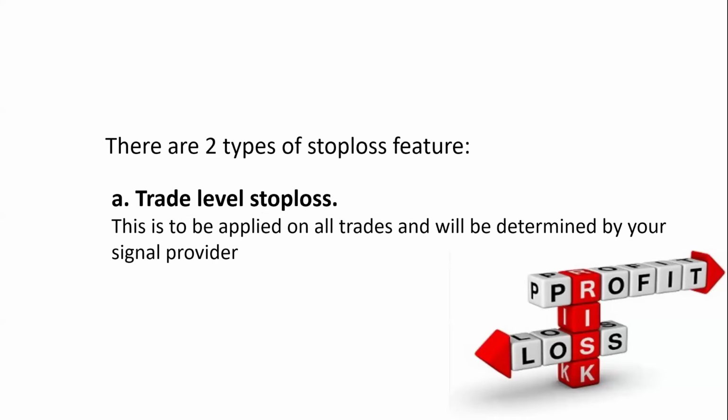Now, there are two types of stop loss feature which we have. There is a trade level stop loss. The trade level stop loss is the one that your signal provider will apply on the trades, because you're going to be copying someone. You're not doing manual trading. If you're doing manual trading, you have to apply your stop loss by yourself. But if you're doing copy trading, it's the signal provider that activates this particular stop loss, and the signal provider will have to put it on every trade, both stop loss and take profit. The goal is to protect every trade, so that in case something goes bad, your capital can still be preserved.